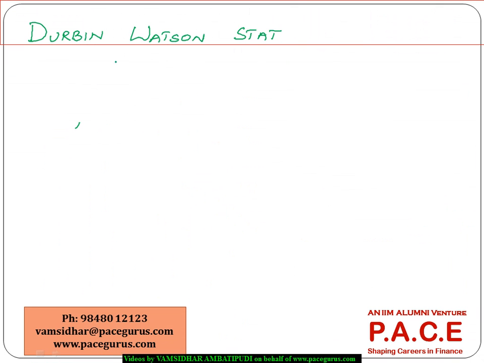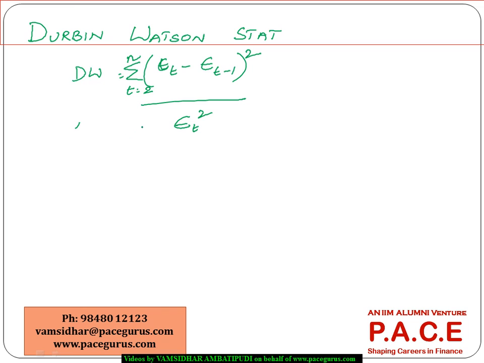The Durbin-Watson statistic simply goes as error of t minus error of t minus 1, do the squaring of them and add up, starting from the second period onwards. Divide this by the sum of error of t squared, which you can do right from the first period onwards. Whatever value comes out is what we call the Durbin-Watson statistic.